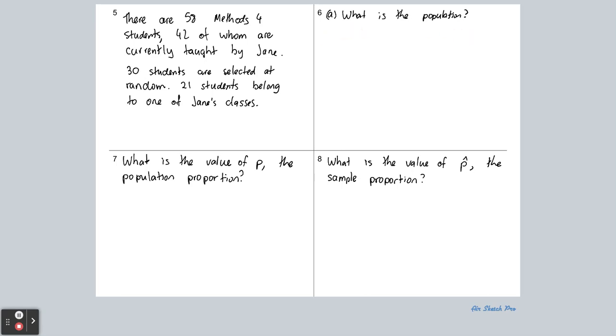So the population is just, well, where are we selecting from? Not from the whole school, we're only selecting from the methods students. So the population is 58. So on slide 7 there, what is the value of P, the population proportion?